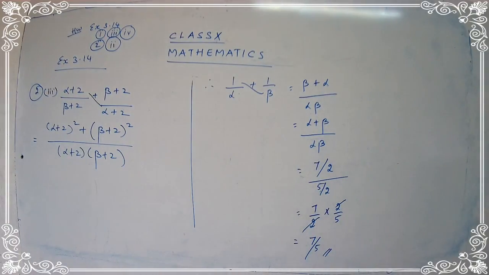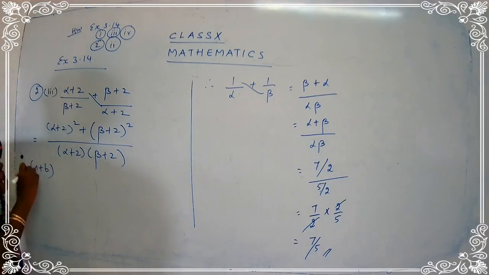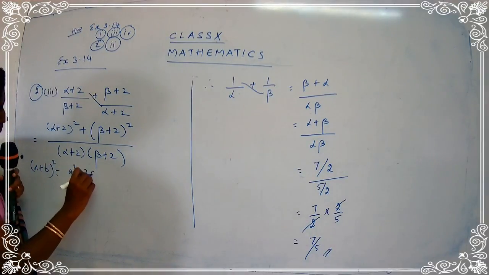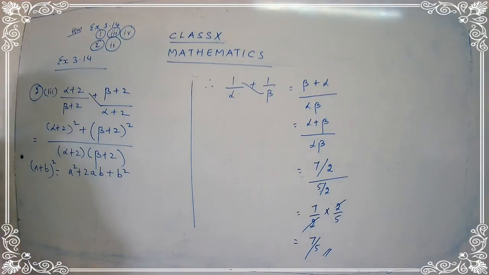Now, let's proceed with the next step. Now, what we are going to do is expand the terms. We know the formula of a plus b the whole square. Say the formula for a plus b the whole square. A square plus 2ab plus b square. So we are going to apply the formula and expand it. Let's write the formula here, children. A plus b the whole square is equal to a square plus 2ab plus b square. This is the formula.